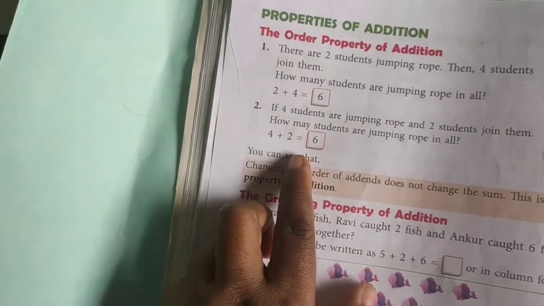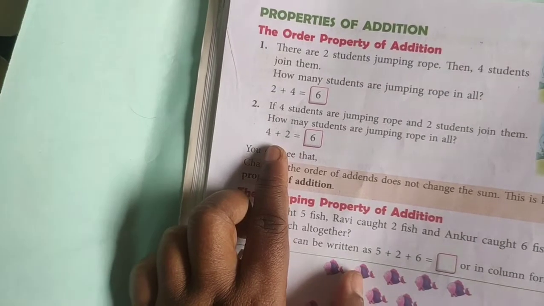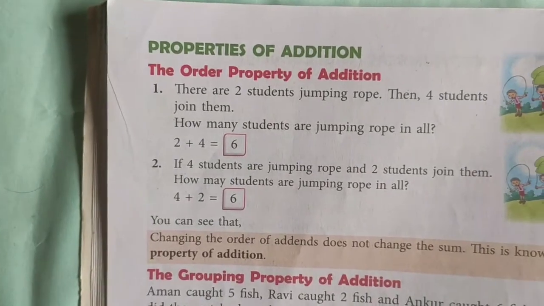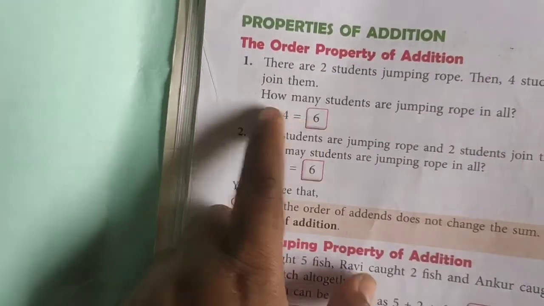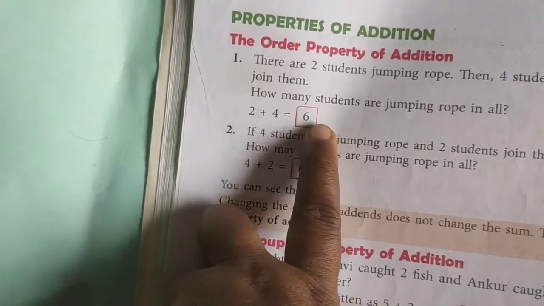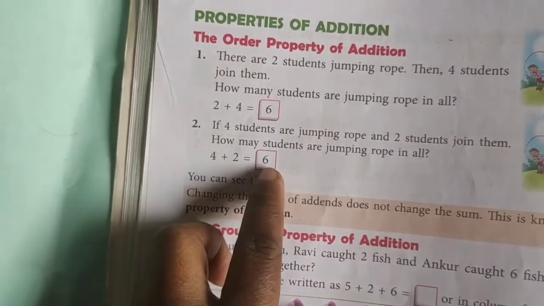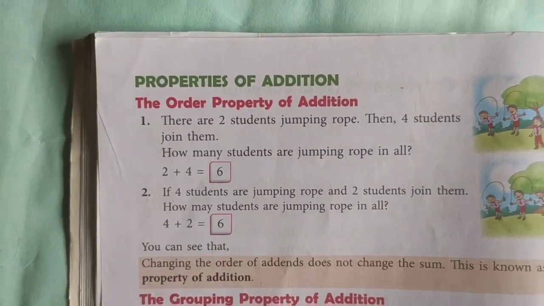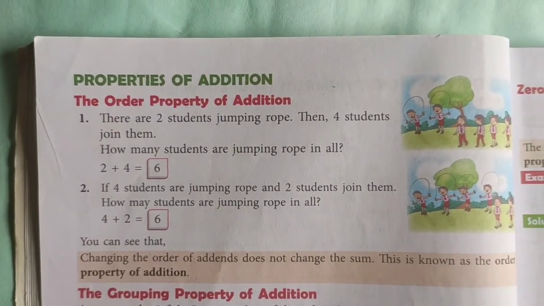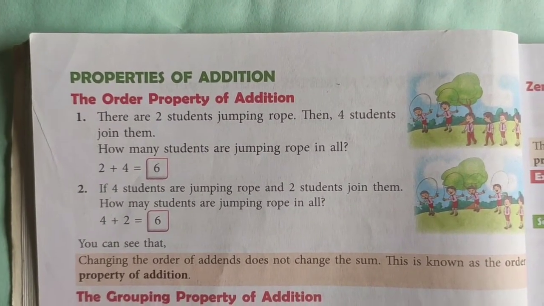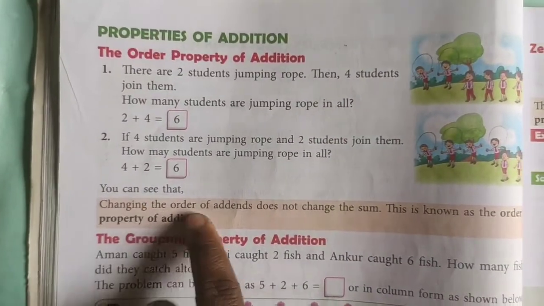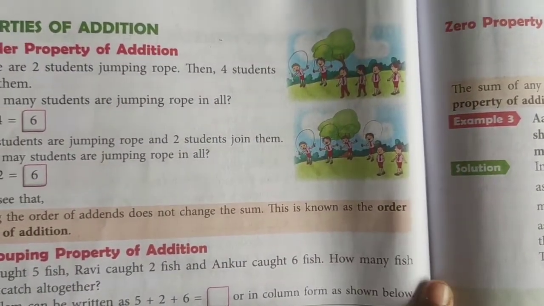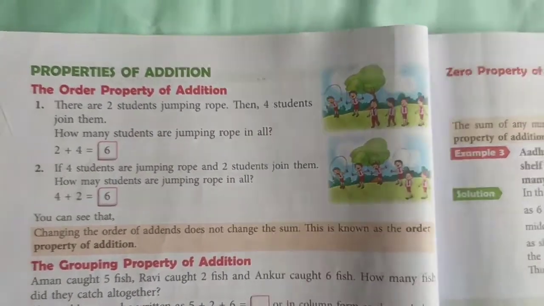Okay, we will change the order, means we will change their position. Now add the numbers. Count on your fingers, add the numbers. Yes, what is the result? 6. Now see, when the order is 2 plus 4, the result is 6. When the order is changed, then also the result is 6. That means if we change the order of the addends, the sum, the result, is not changed. Again see the property. Changing the order of addends does not change the sum. This is known as the order property of addition.